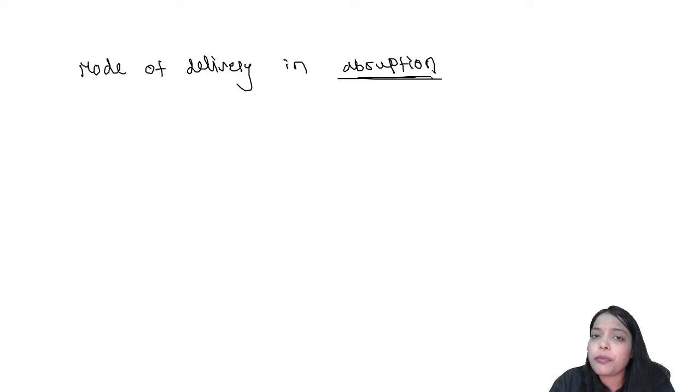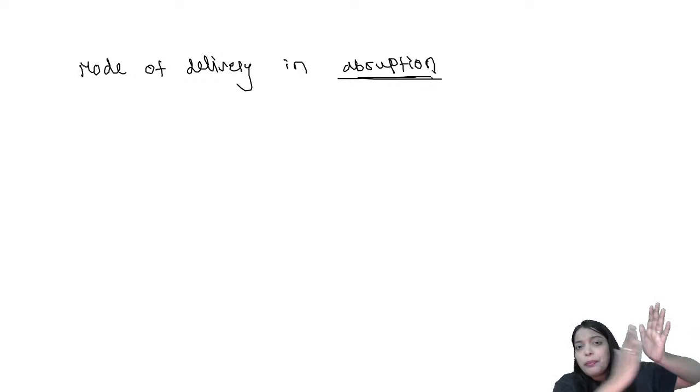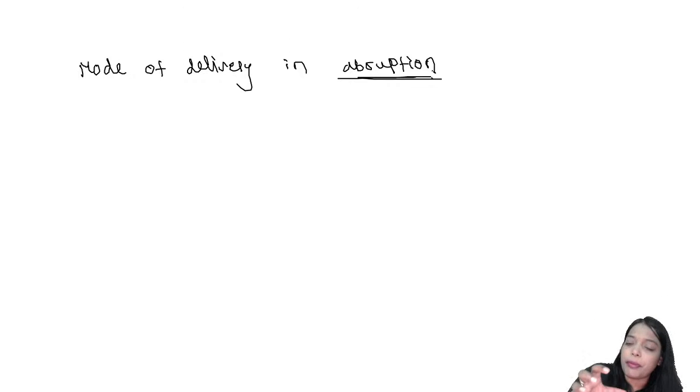Why? In abruption, the placenta is separated, so the poor uterus thinks that since the placenta is separated, it is the third stage, and starts contracting. So the uterus is in full josh to push everything outside. When the uterus is in josh to push everything outside, I will not tell the uterus to keep quiet because I'll do a cesarean. No, right? So in abruption, the preferred mode of delivery is normal delivery only, except one condition.